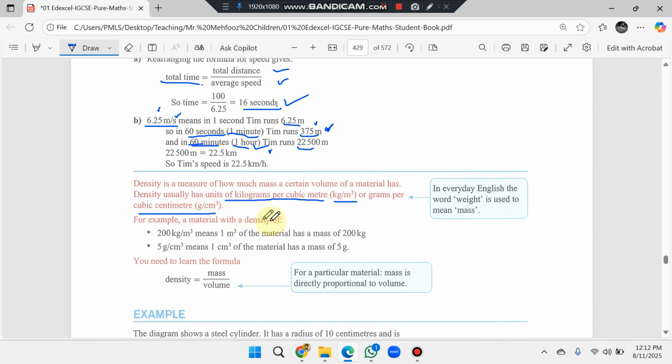For example, a material with a density of 200 kilograms per meter cube means that 1 meter cube of the material has the mass of 200 kilograms. And also 5 grams per centimeter cube means that 1 centimeter cube of the material has a mass of 5 grams. Do you understand this concept or not? Yes. Same like in average speed and as well as in density, these are the unit representations. Okay, do you have any problem?